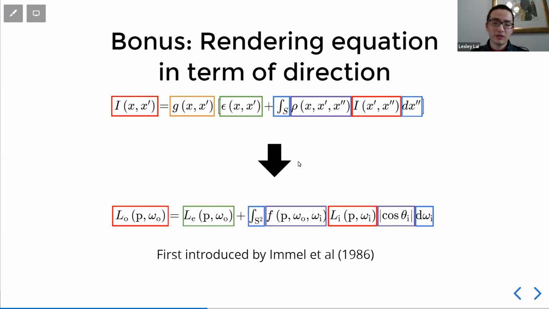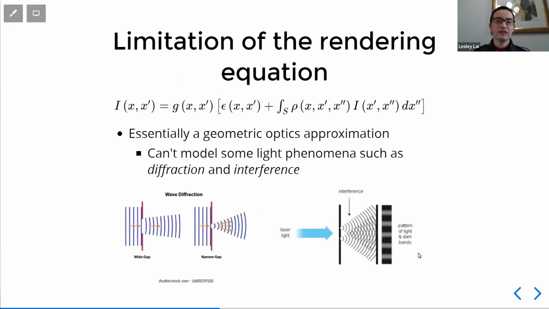You may see something different in this form because everyone writes the rendering equation slightly differently. For example, in some sources you may see an error in this BRDF, or in some sources you may see more parameters, but the general idea is the same. The rendering equation in this form does have limitations. I will talk about some of them.